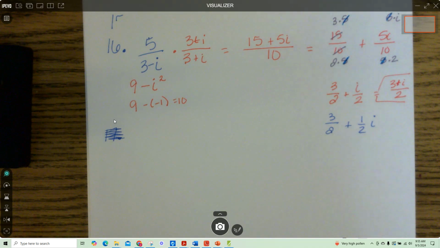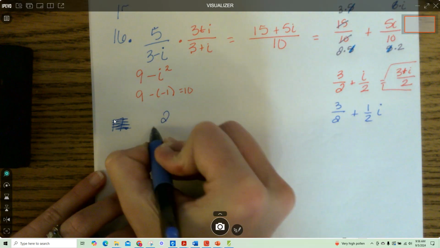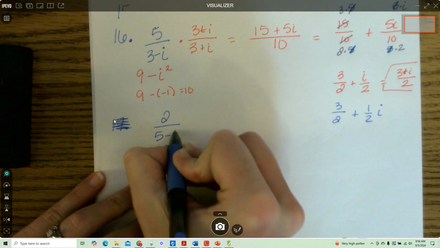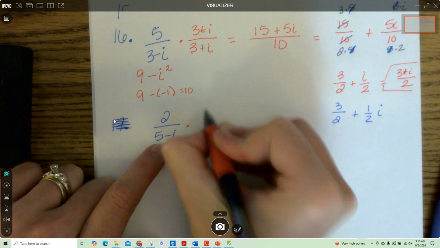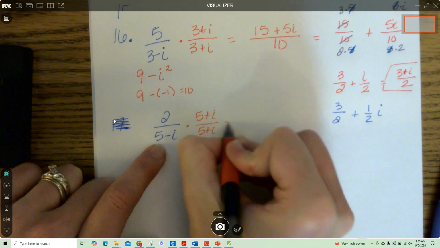Alright, that was it. That worked? Shelby, give me your number 16. 2 over 5 minus i. Okay, so I'm going to multiply by the conjugate. 5 plus i, 5 plus i.